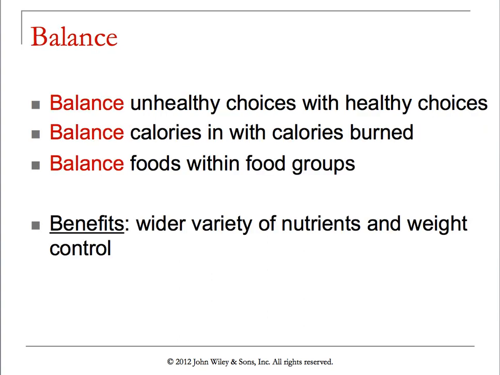All right, the second key component of a healthy diet is balance. When we talk about balance, we're talking about balancing unhealthy choices with healthy ones, balancing calories in with calories burned, and this is something we'll talk about in a lot more detail in a later chapter, and also balancing foods within food groups. Now, the benefits of balance include a wider variety of nutrients and better weight control.